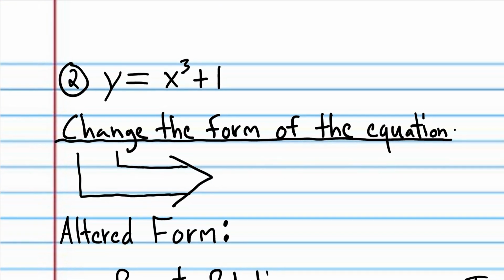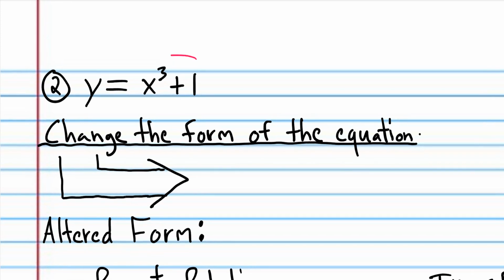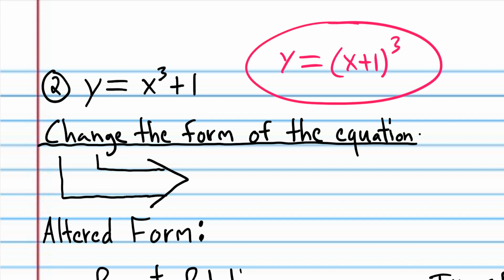You know that when you add 1 to x in an equation, you move the graph of the previous equation to the left 1 unit. The problem is we're not adding 1 to x here. We're adding 1 to x cubed. If you added 1 to x with this parent relation, it would look like this.